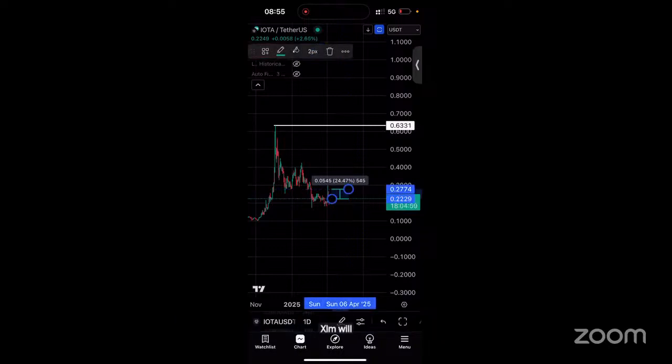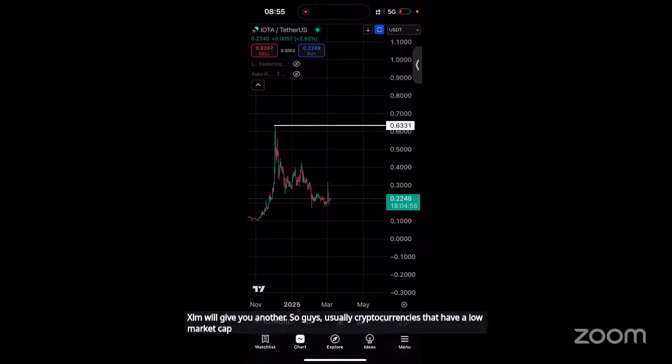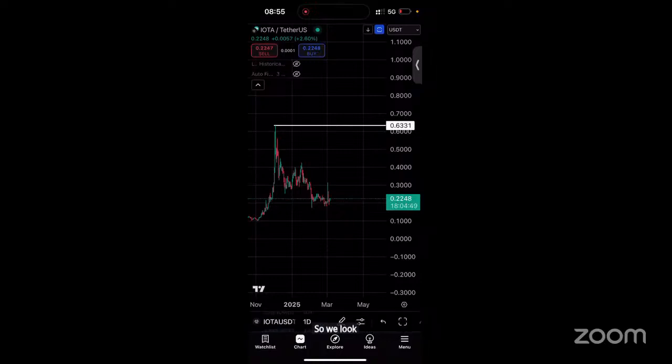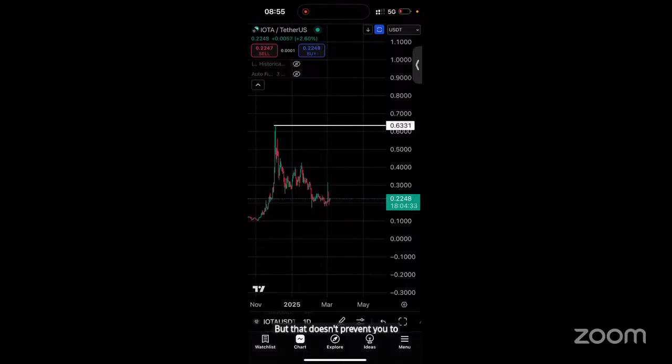So, guys, usually cryptocurrencies that have a low market cap in a certain category will always outperform cryptocurrencies with a high market cap. So, when we look at this category of Algo, HBAR, XLM, XRP, IOTA, if you want to go long term, then IOTA, Algo, HBAR, XLM will outperform XRP in performance if you're looking for money. But that doesn't prevent you to spread your money, right? Hope I've done my part.